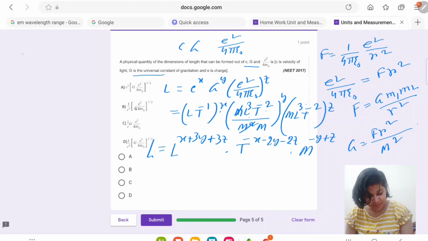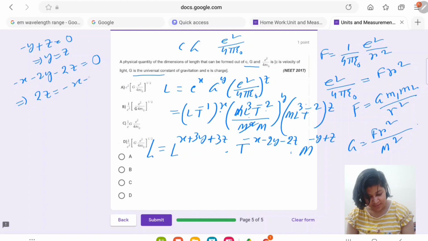So equating the powers from both sides, we get minus y plus z is equal to 0, or y is equal to z. Next, equating the power of t, there is no quantity of t on the left hand side, so this is again going to be 0, or 2z is equal to minus x minus 2y. y and z are again equal, so this is minus 2y, or 4y is equal to minus x. This is another relation.